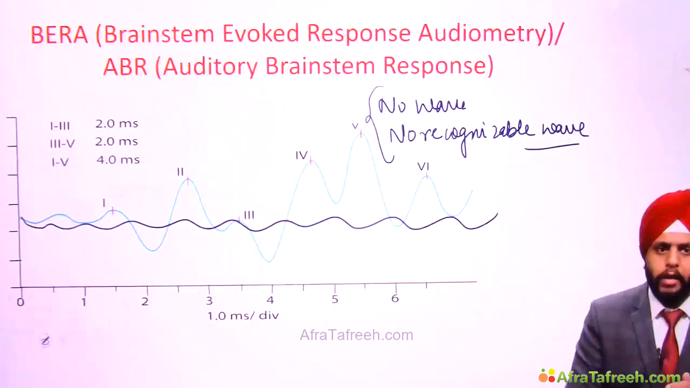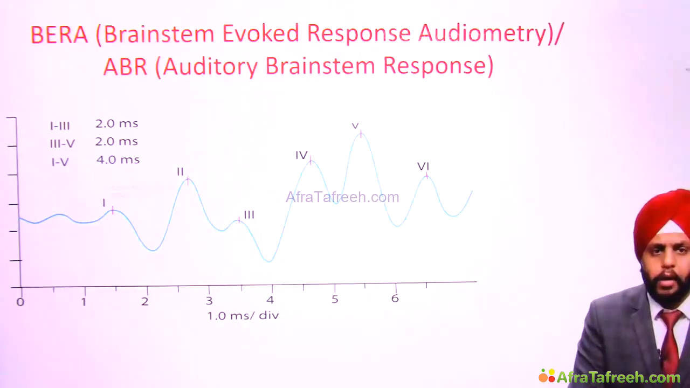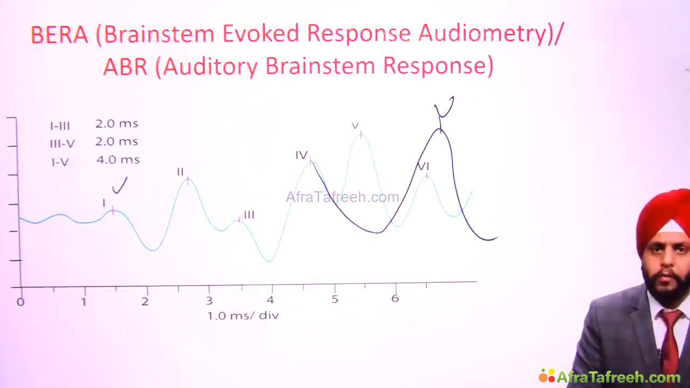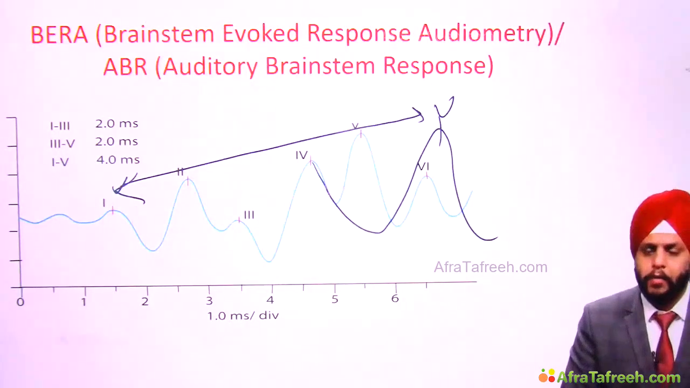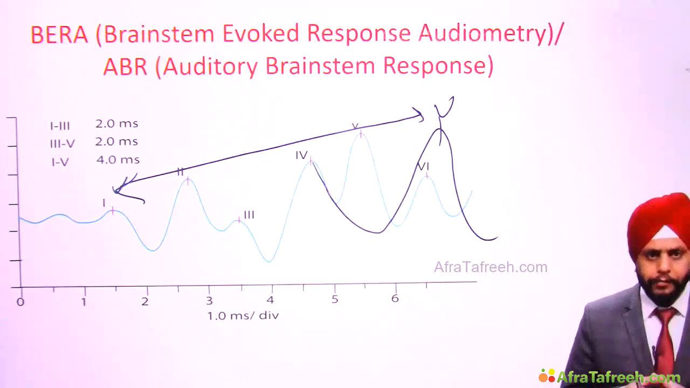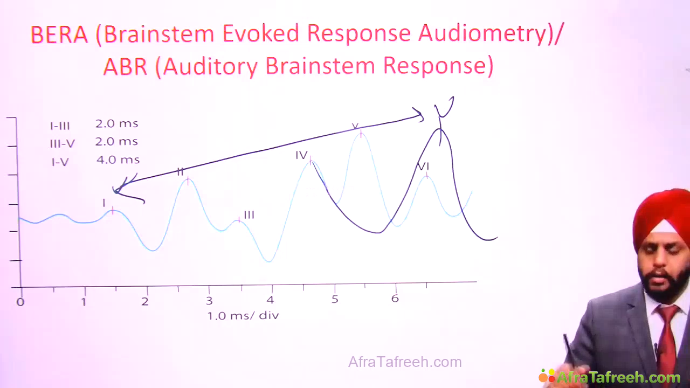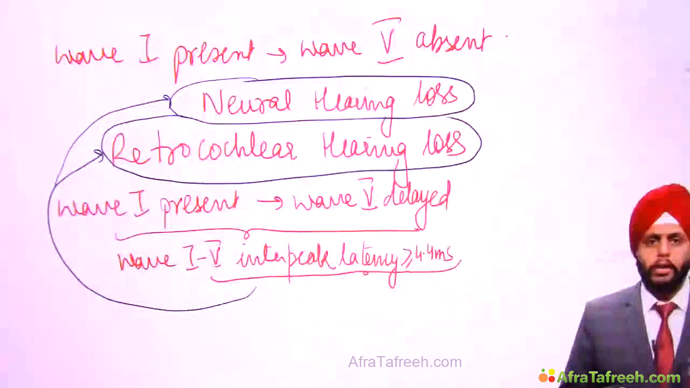Now, let's say he draws wave 1 at its position, and then he delays wave 5 like this. The interpeak latency between waves 1 and 5 has increased, so that will be a retrocochlear hearing loss, most likely a tumor which is pressing on the nerve and stretching it. So just remember, this is how we solve the questions for BERA.